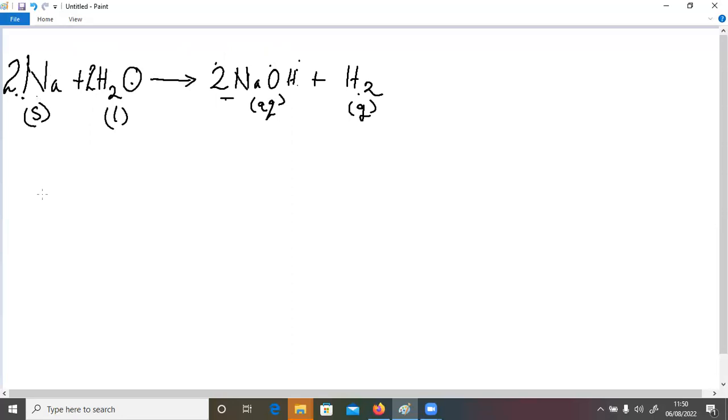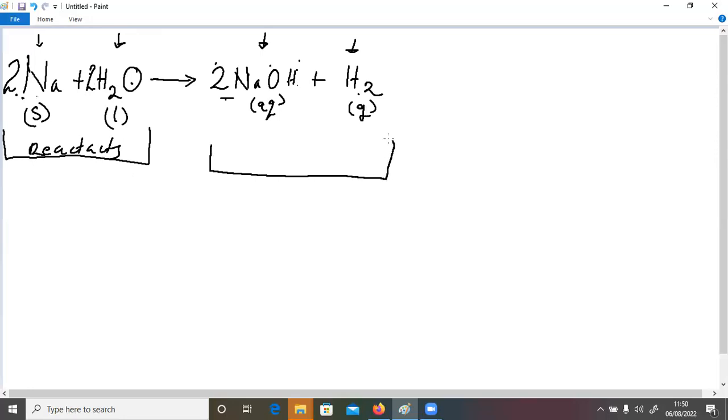All right. So this one tells me that whenever I react sodium and water to form sodium hydroxide and water, the equation, whatever is on the left-hand side, those are reactants. Reactants, the items which we push in, they are reactants. And whatever is produced is the product. Okay? And this is what the equation shows you.